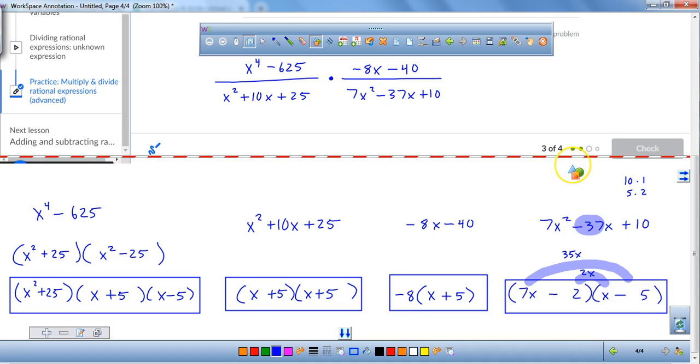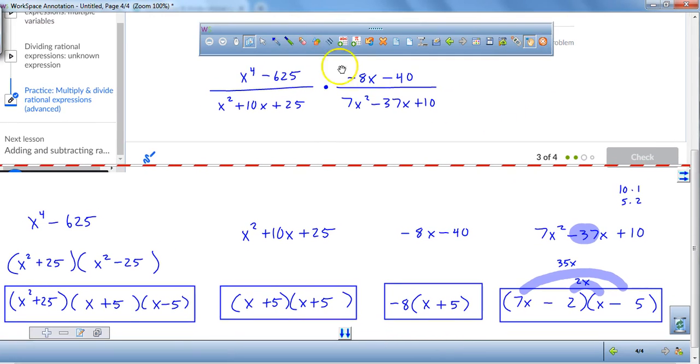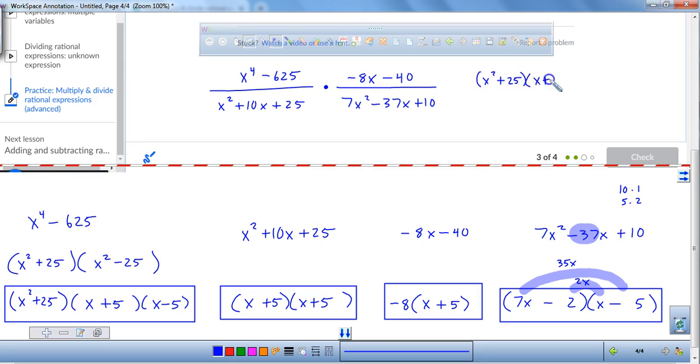Got my factors right there. Whew. So now what we're going to do is take all of these factors and list them nice and neat right here and see what we got. Okay? So right here, we're going to take x squared plus 25. We're going to put in x plus 5 and x minus 5 all over this one right here, which is x plus 5 times another x plus 5.